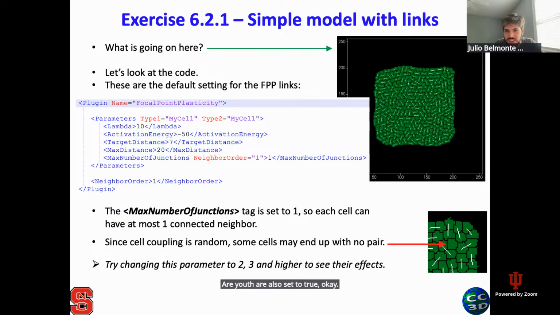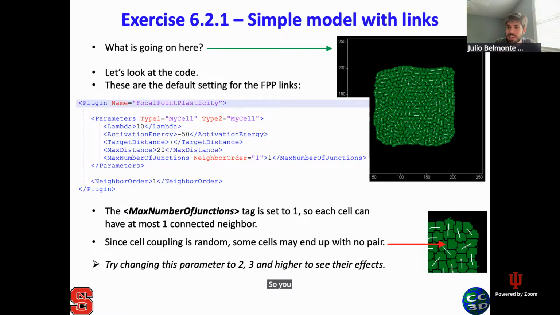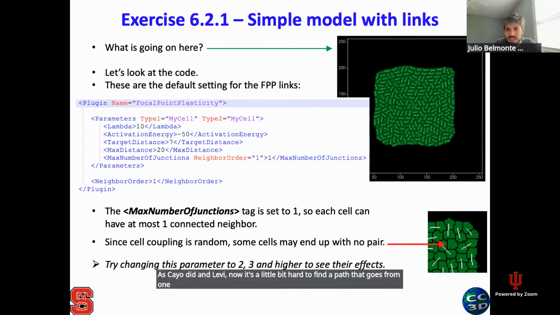Okay, all the examples so far are set to 2. You can set to 3 to see what it looks like. The nice thing about 2 is that you basically create a maze, so you can use this as maze creation. If set to 3, as Kyle and Levi did, it's now a little bit hard to find a path that goes from one side to the other side.